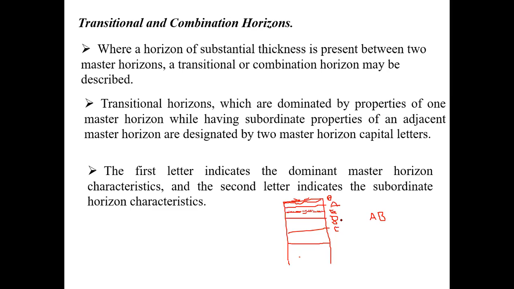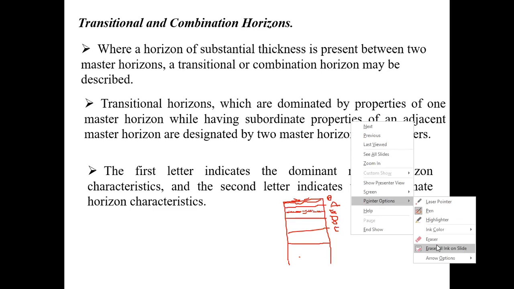The transition, the period when the change is happening, is called transitional. Or sometimes you can see a combination of both also. You can see A and B together, the combinations. Those are called the combination horizons.